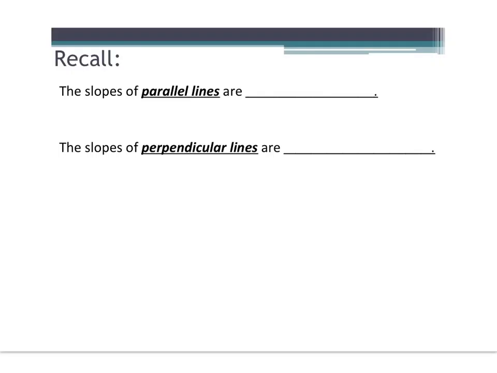So let's just kind of refresh our memory. When we're talking about slopes of parallel lines, they are the same. So whenever you're asked to do something that's parallel, remember the slope has to be the same. And whenever you're asked to do something that's perpendicular, you want to think about that the slopes are opposite reciprocals.